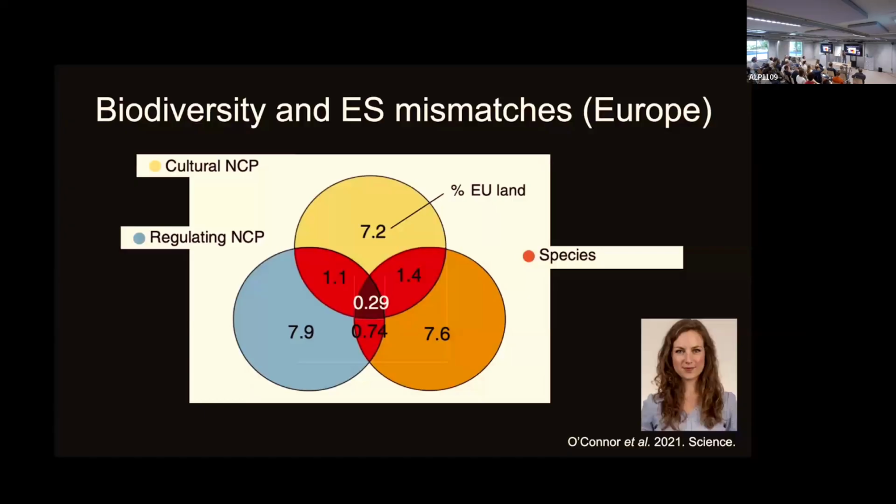So this is the overlap. This is sort of the species version of it. This is the NCP, cultural NCP, regulating NCP, and this is the overlap of all 3, which is less than 1% of Europe, in the ideal situation. So a little bit depressing, but within this, there are some really interesting places that would be useful for conservation.